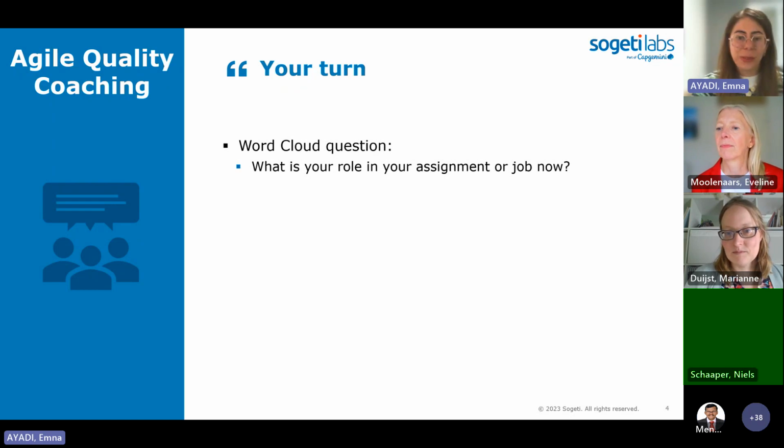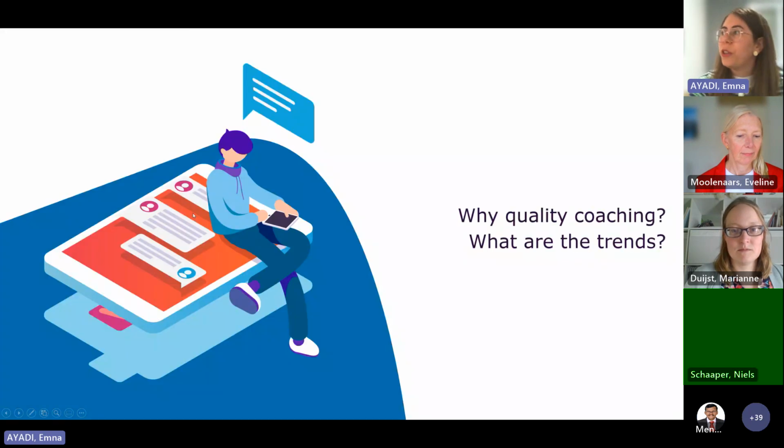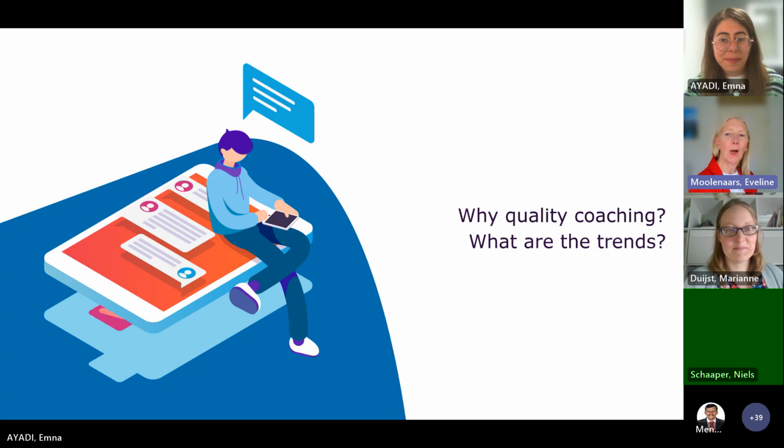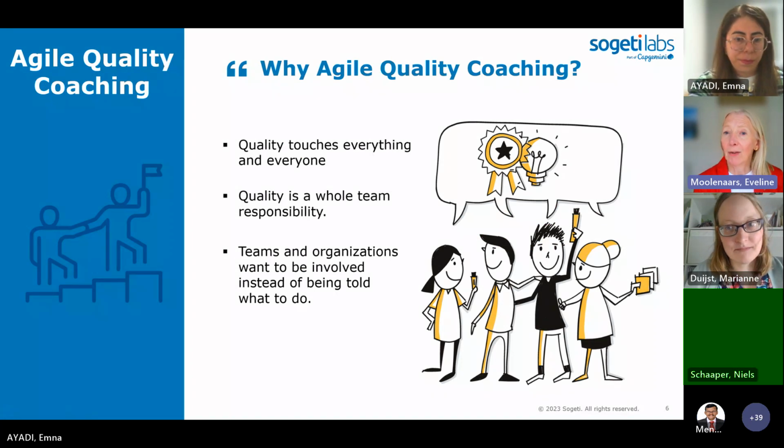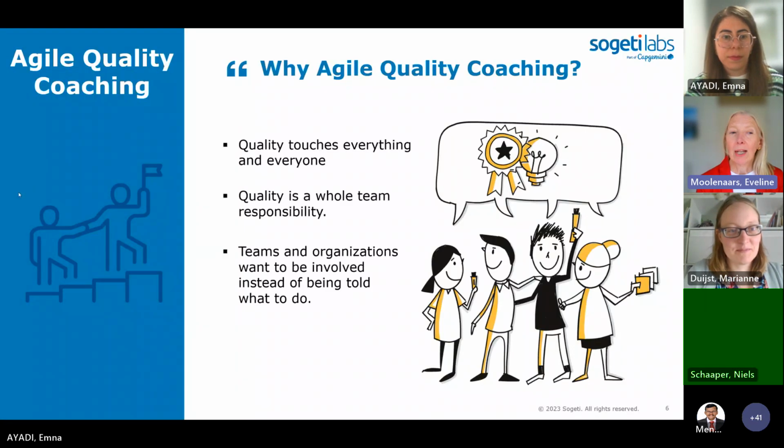I'd like to call Evelien to tell us more about what the quality coaching role is and why we need that role in agile teams. Yes, thank you, Emna. Why quality coaching? We are talking about it, but why is it important? Well, quality, as you know, touches everything and everyone. It is closely related to the value that teams and organizations deliver to customers. Because quality touches everything and everyone, it is a whole team responsibility. It's not only the product owner who is responsible for quality. It's not only the tester, not only the developer, not only the user. It's a whole team responsibility, and that sounds really obvious, but it is also very practical. We'll go into that in more detail.